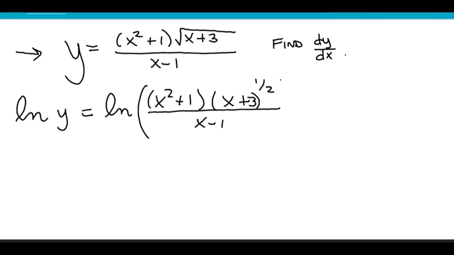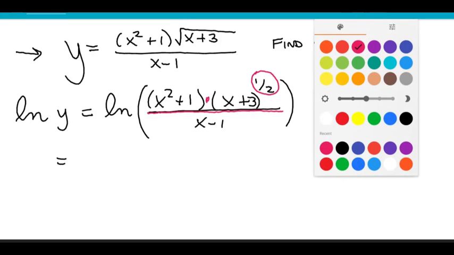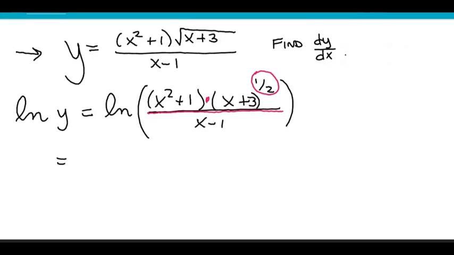And then I'm going to go ahead and use all my log rules. We have a product rule for logs that says if I have the log of a product, I can separate that with the plus sign. I have a quotient rule for logs that says if I have the log of a quotient, I can separate with a minus sign. And then I have a power rule for logs that says I can bring this power down to the front with multiplication. So let's do all three of those at once.